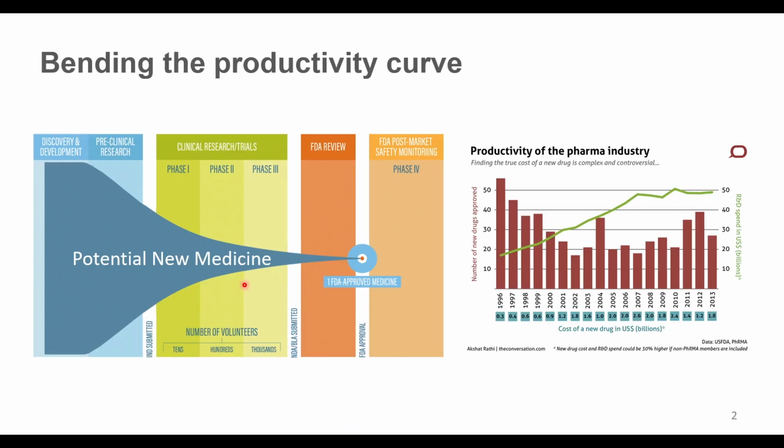For this audience, I don't think I need to spend too much time on this slide. As we all know, there is a need to improve the productivity of drug development, and to do so would require us to develop more accurate preclinical human-based tissue models to better predict the outcome of clinical trials, and hence to reduce the attrition rate at a later stage of drug discovery and bend this productivity curve.